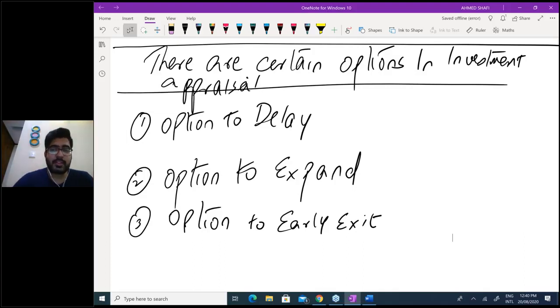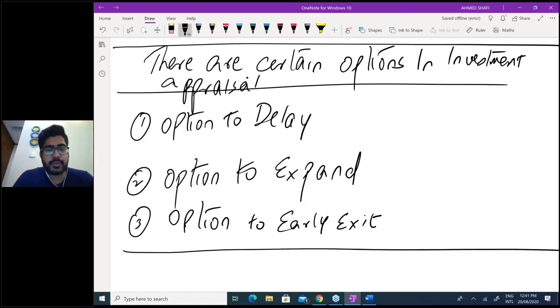Like options in currency, you discussed currency options. Options in interest rates, you discussed interest rate options. Now there are sometimes options in investment appraisal. In investment appraisal, you can face three options: option to delay, option to expand, option to early exit.